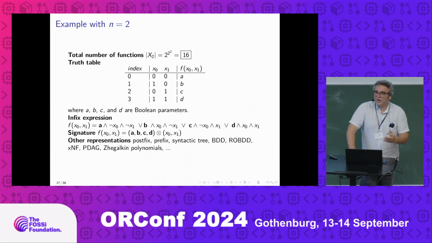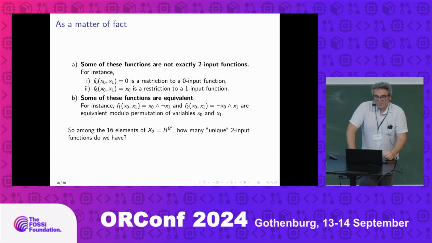Okay, so for n equals 2, you can do everything by hand. You have actually 16 functions in the set with a truth table or a table lookup, and you have a number of views representing a function. As a matter of fact, the way back is not true.